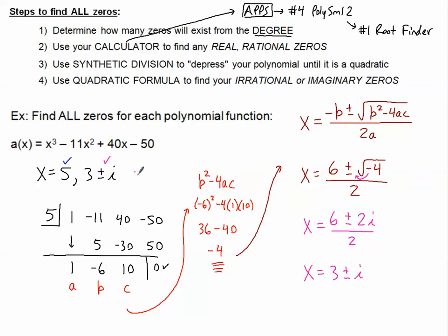So now I've checked that those are correct, and now I can box in my answer. I know that the calculator gave us these answers, but I need the work to prove that the calculator is correct. And that's our process. Use your calculator to find any of the real rational solutions. Divide those with your synthetic division to get down to a quadratic, and then use the quadratic formula to find the other two answers. That's it. Let's try it again.